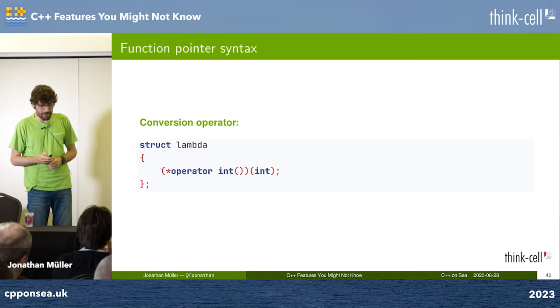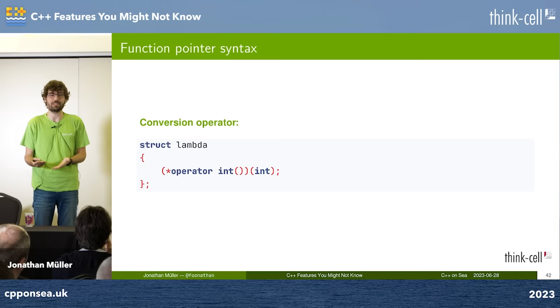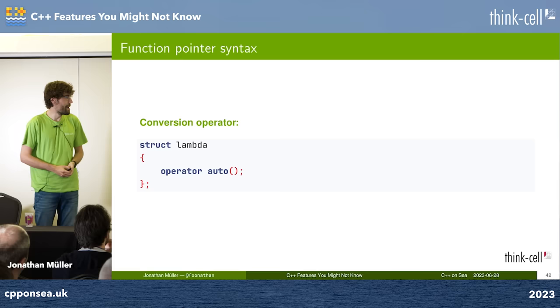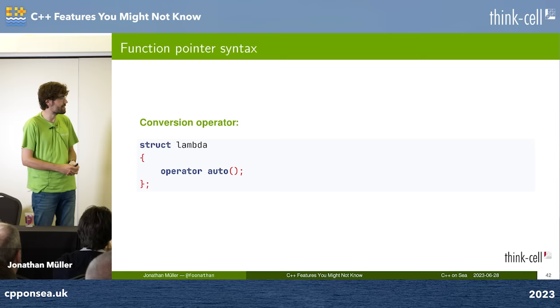There's a reason the compiler generates the lambda class, because there is actually no syntax. You cannot write a conversion operator to a function pointer. The grammar doesn't allow it. The only way you can do it is use a typedef or something like operator auto, and then just return the function pointer and have the compiler figure out what the type is. Which I feel is a defect in the language, but I don't want to propose a syntax for that, right?